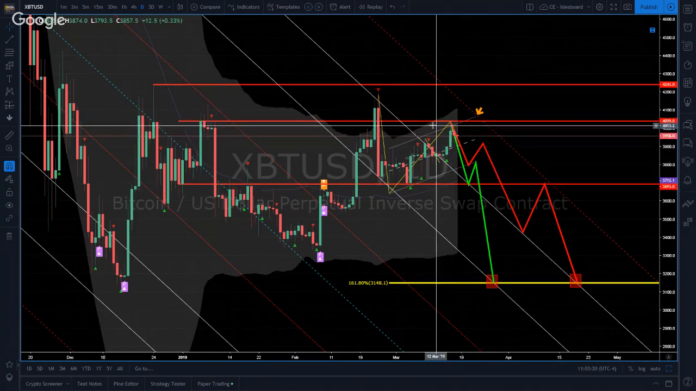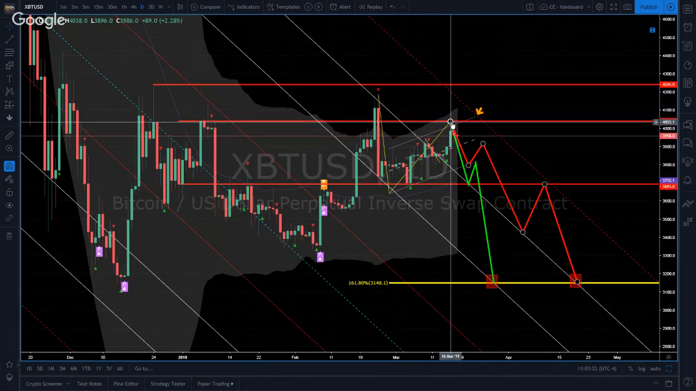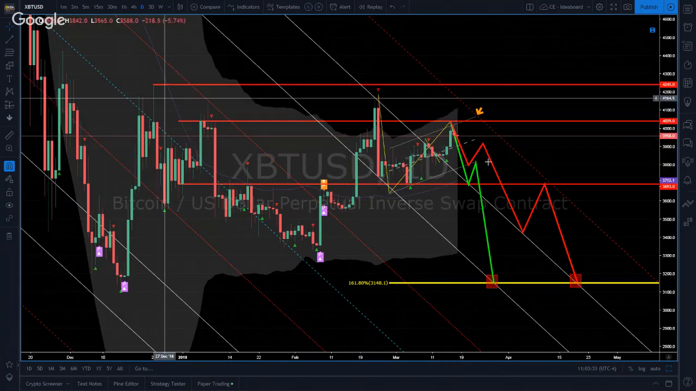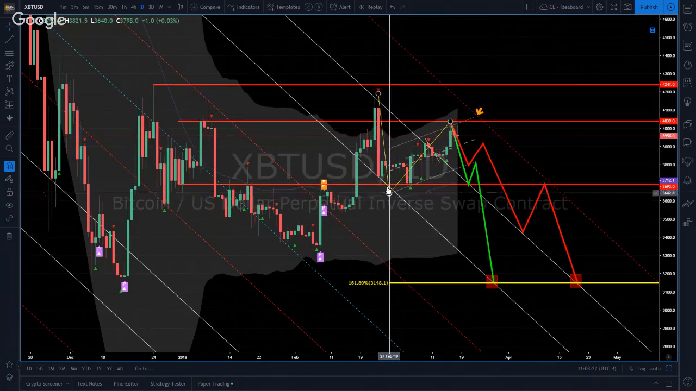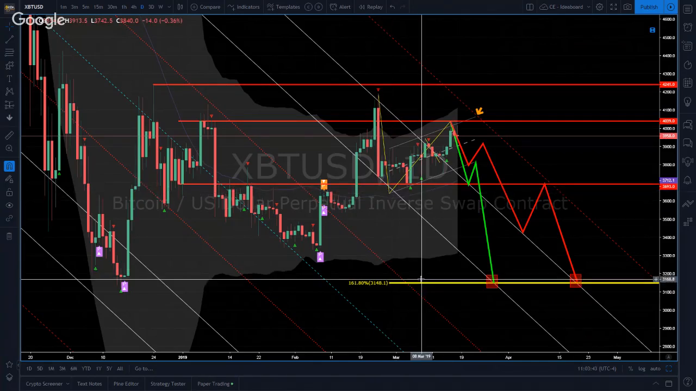But first, when you have the ABC correction, you would expect the C wave to be the size of about 162% the size of wave A. So in other words, we had our high pivot here, our low pivot here, that would be considered 100%. So we would expect about 62% on top of that, which is again what we use our trend-based Fibonacci for.